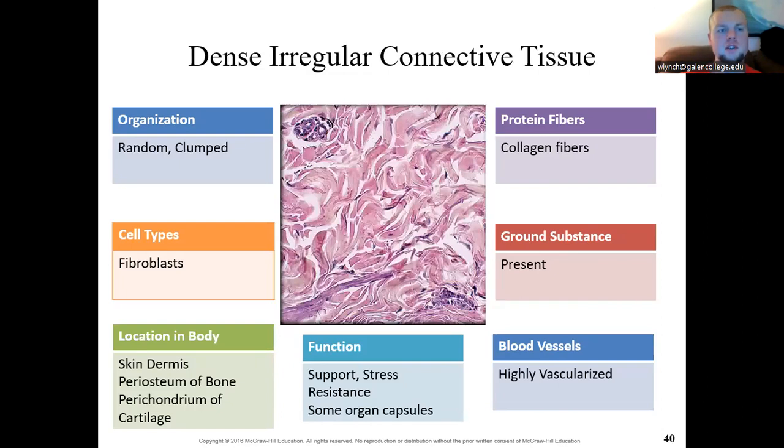For the irregular connective tissue, this is going to look a lot less organized, a lot more disheveled. We still have collagen fibers and we still have fibroblasts that make them, but it's going to look much less impressive. Still highly vascularized. It's there for support. It's going to be located in the areas of the dermis of the skin and also in the perichondrium of the cartilage.